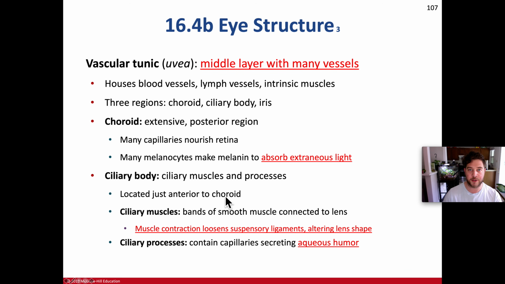The ciliary bodies contain ciliary muscles and processes. They're just anterior to the choroid. Your ciliary muscles are bands of smooth muscles connected to the lens. When the muscles contract, they loosen suspensory ligaments, altering your lens shape. So we'll get into accommodation and how the lens shape changes to adjust to seeing things closely or seeing things farther away. We'll talk about that in a little bit. But it's the ciliary muscles that are partially responsible. And your ciliary processes contain capillaries secreting that aqueous humor in the anterior chamber.